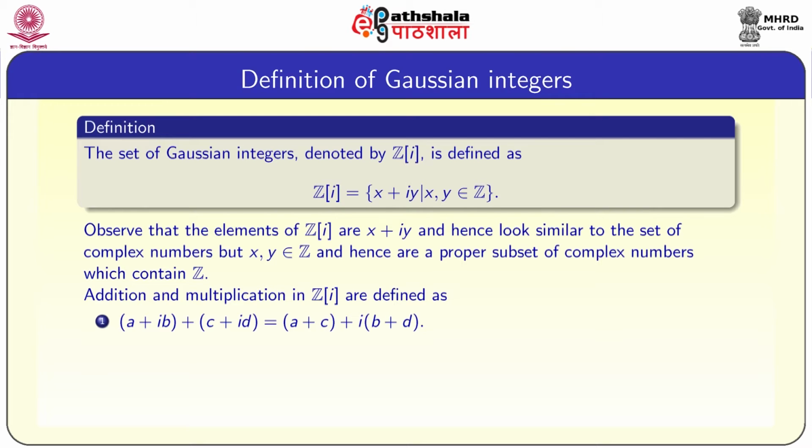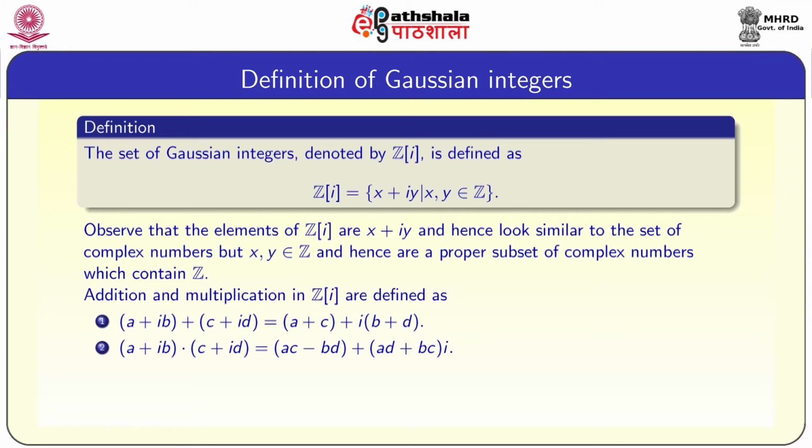Addition and multiplication in Z[i] are defined as follows. Addition is defined as (a plus ib) plus (c plus id) equals (a plus c) plus i times (b plus d), and multiplication is defined as (a plus ib) times (c plus id), which equals (ac minus bd) plus (ad plus bc) times i. Here we are using that i squared equals minus 1. Then if we do ordinary multiplication, we will get that.